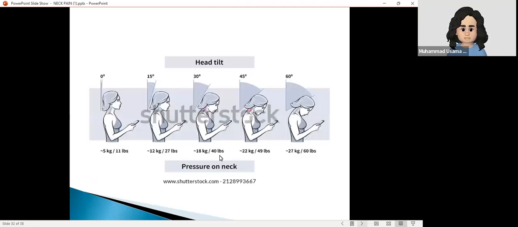This is the picture we have just discussed that as we increase the angle from the neutral position to downward position, the force on our neck increases, and this is a very important factor that causes the neck pain.